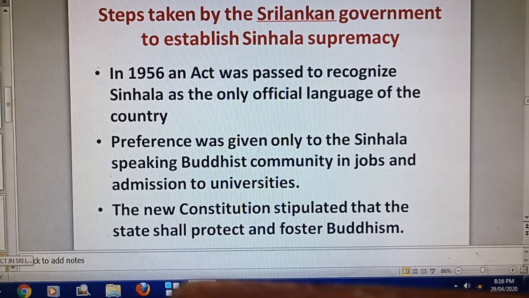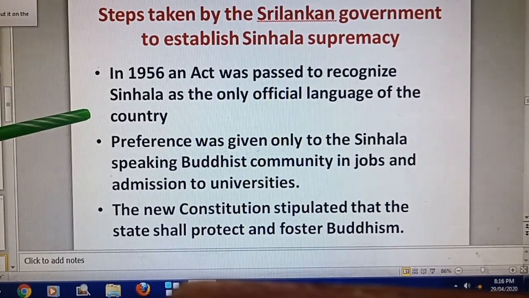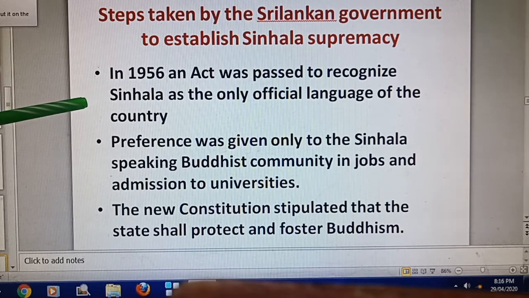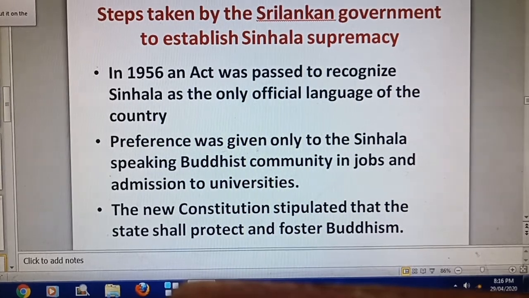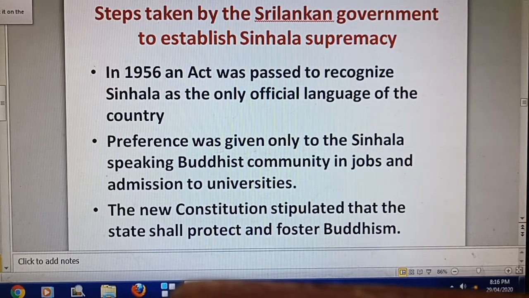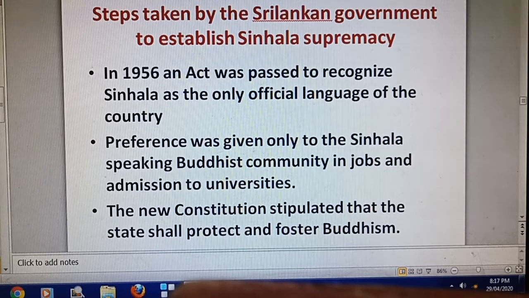Now let us understand what are the different steps taken by the Sri Lankan government to establish Sinhala supremacy. First, in 1956, an act was passed to recognize Sinhala as the only official language of the country. 1956 में एक act पास किया गया, according to which Sinhala was the only official language of the country.